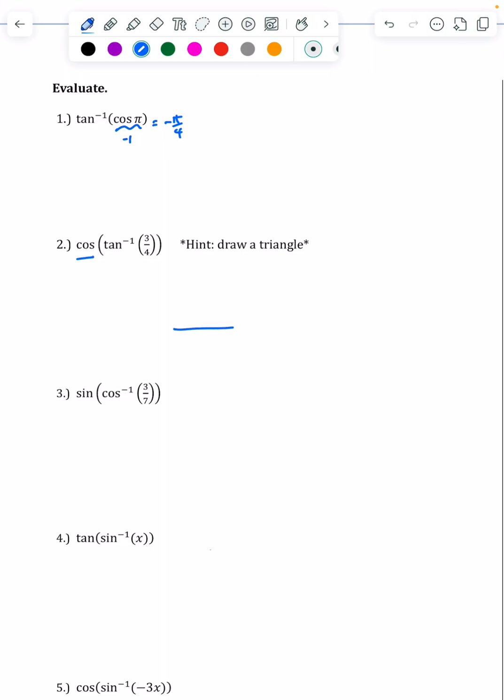So hint, draw a triangle. I want cosine of tan inverse of 3 over 4. Remember, tangent is opposite over adjacent. So opposite is 3, adjacent is 4. The right angle is here, and this is theta, which means the hypotenuse is 5. So cosine of theta, that's adjacent over hypotenuse, which is 4/5. This here is equal to 4/5.